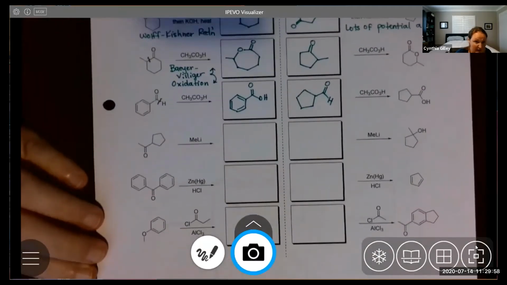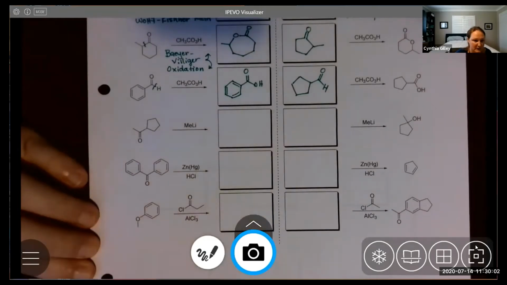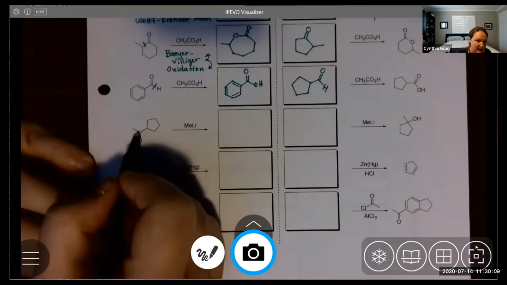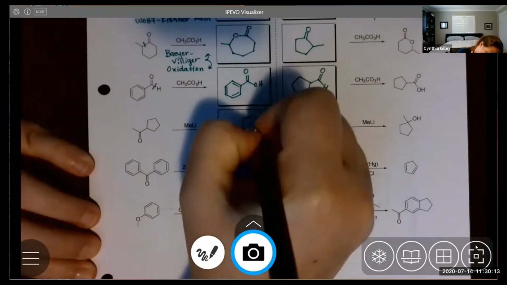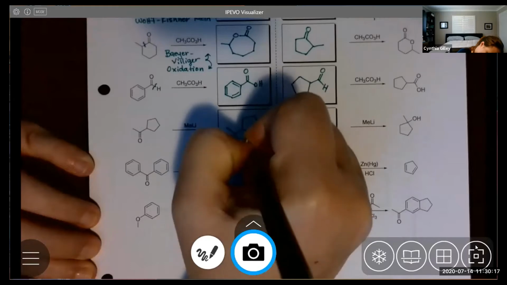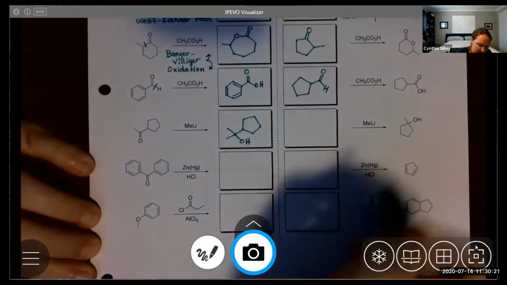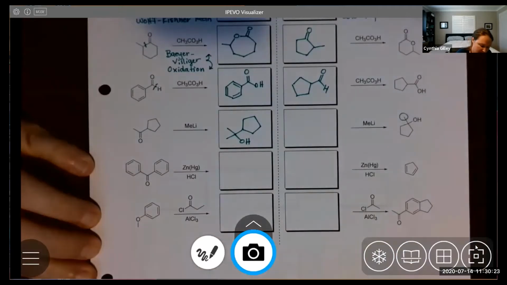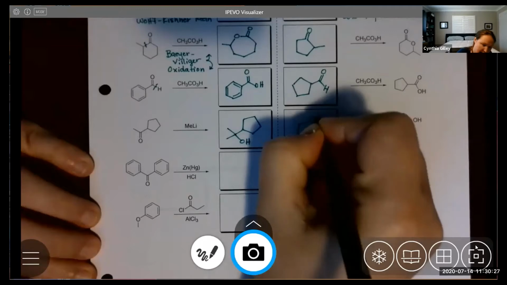So remember, methyllithium is just like a Grignard reagent. So when you see methyllithium, just think of it as exactly like a Grignard reagent. You know it would attack the carbonyl carbon, producing an alcohol. And then clearly we got this methyl from the carbonyl. It's just cyclopentanone.